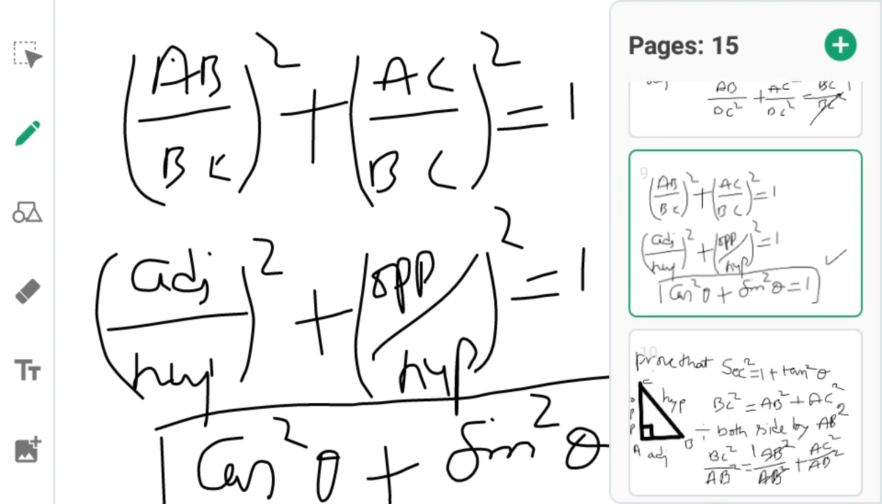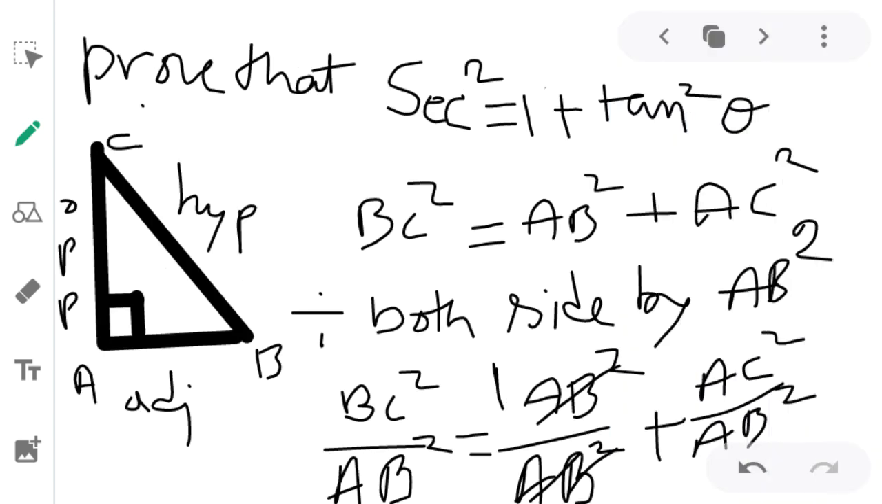Similarly, we can prove other ratio relations also. We have taken here to prove that secant square theta equals 1 plus tan square theta. Again, starting from the Pythagoras equation. As I told you, Pythagoras is the basis of trigonometry. You have to take the trigonometric ratios once again through the Pythagoras equation.